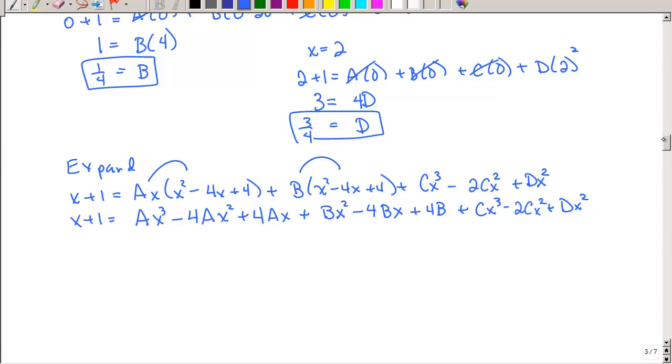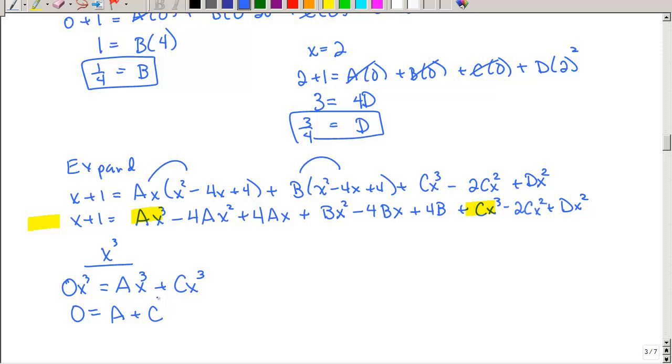Now I know that's ugly. It's not hard, just takes a little bit of time. So when I say equate coefficients, I'm trying to find A and C. So let's look at the x cubes. Are there any over here? None. What's over here? Just A and C. So what that says is 0x cubed on the left equals ax cubed plus cx cubed on the right. Or in other words, 0 equals a plus c.